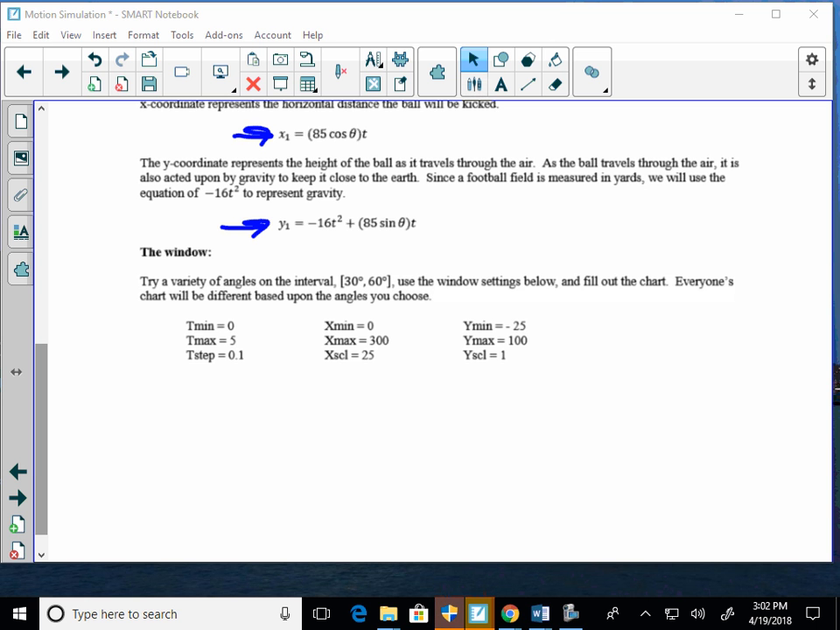Okay, so now they want to know the distance and how long it took for the ball to hit the ground. So now, listen carefully, go to trace. Not second trace, just trace. Right underneath the window, do you see that T? That's time. Now you're going to cursor over. And if you want to make it jump farther, you can do second cursor.